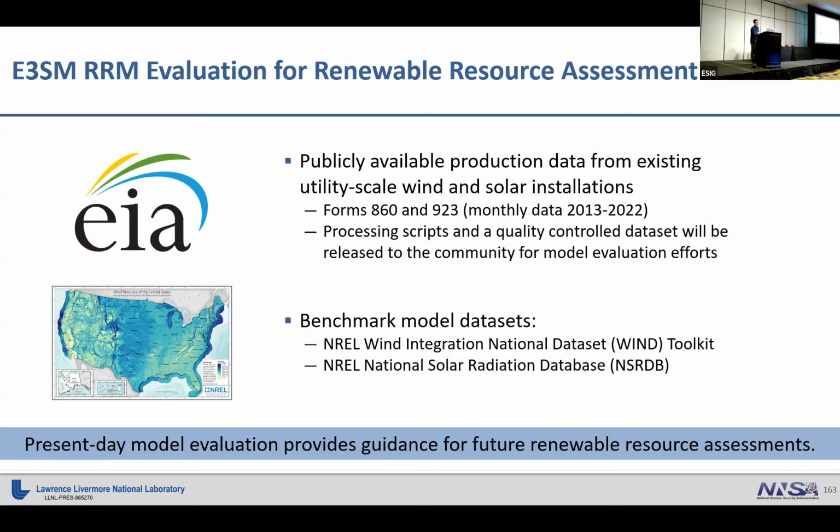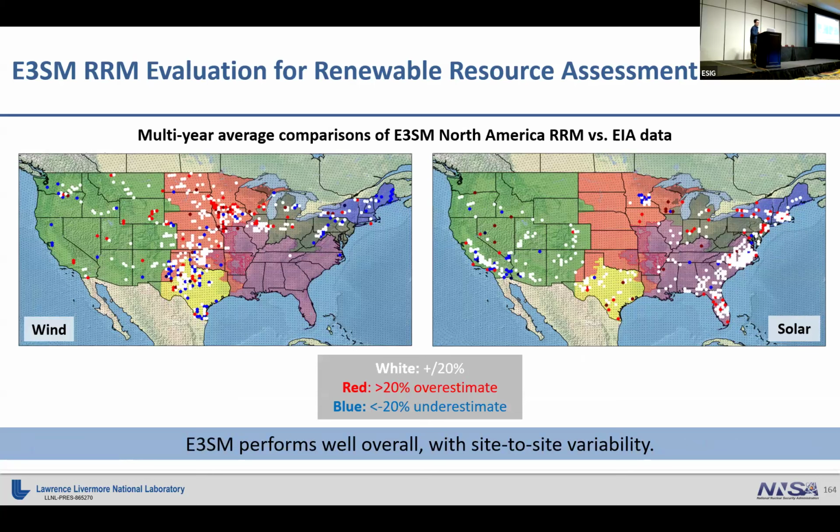In addition to the realistic reported data from the EIA, we're also comparing E3SM to what I'll call benchmark model data sets, so the NREL Wind Toolkit and the National Solar Radiation Database. For now, we're using the original Wind Toolkit, but maybe we can update that in the near future. So I'm going to focus our evaluation for now on the North America regionally refined model, because we wanted to look at variability across the United States, not just in California.